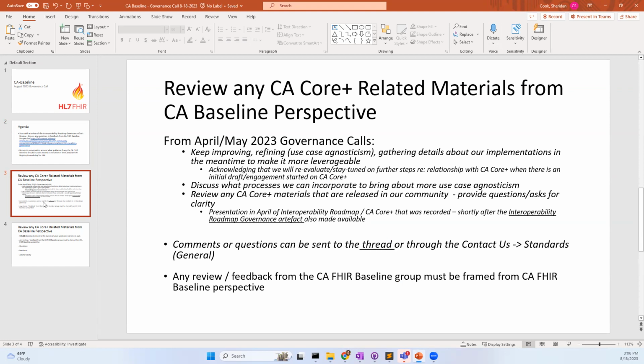The two large takeaways we had first for the profiling session were to keep trying to incorporate processes and changes that make our content more leverageable, so it makes it easier for initiatives like the CA core to use. And the second big takeaway from the governance perspective was to review any materials that came forward and have a channel for the CA baseline to provide questions or ask for clarity, feedback, or considerations as we hear more and more about how the initiatives are forming and how they're leveraging both grassroots and formal communities that exist.